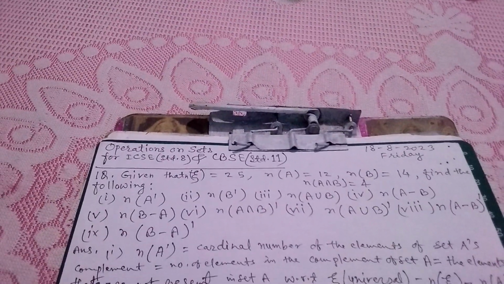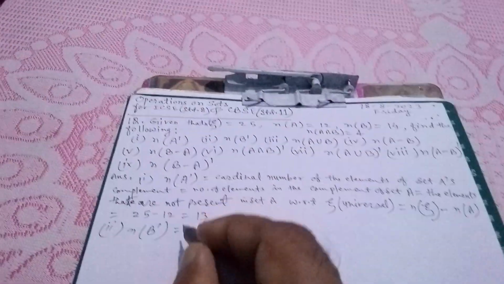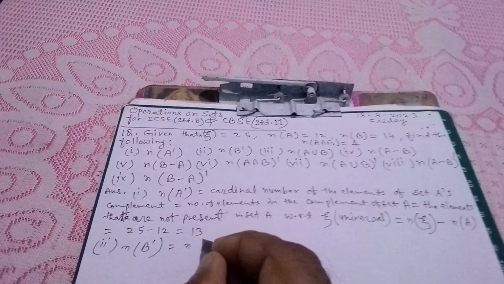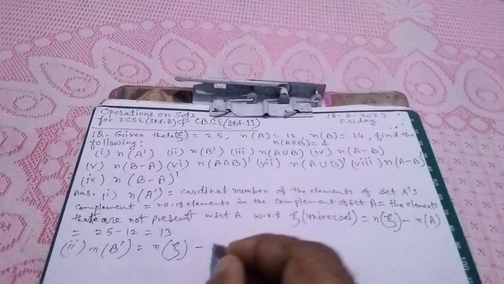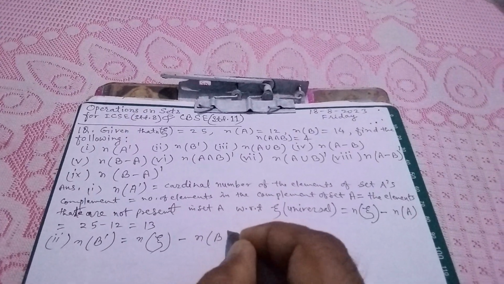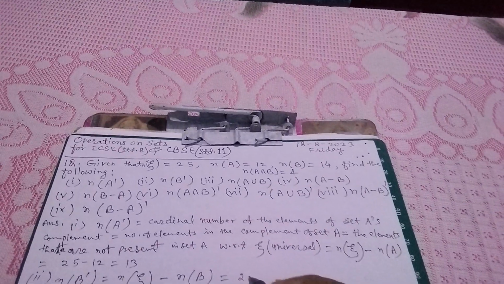So in this way we are finding number 2. The cardinal number of the elements of B complement equals the cardinal number of the elements in the universal set minus the cardinal number of set B. So that is 25 minus 14, which equals 11.